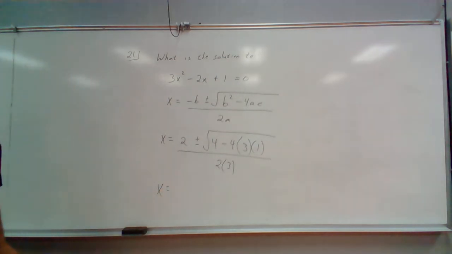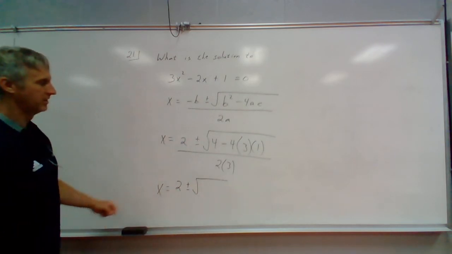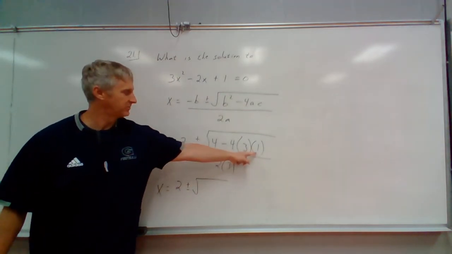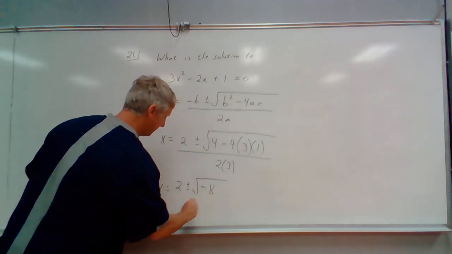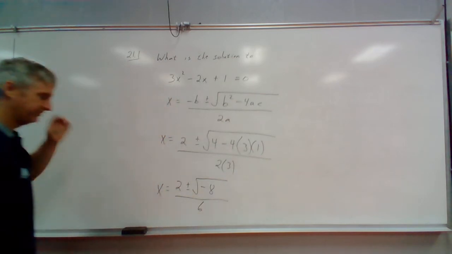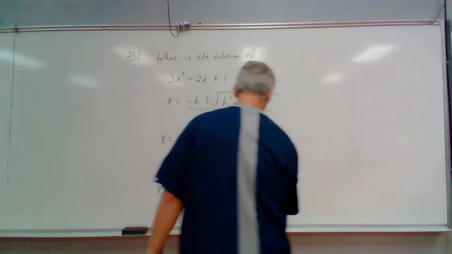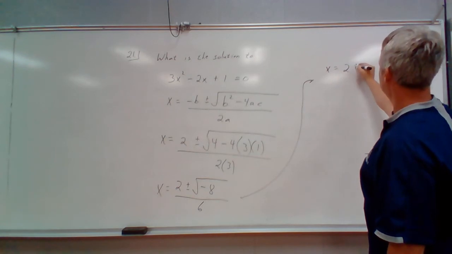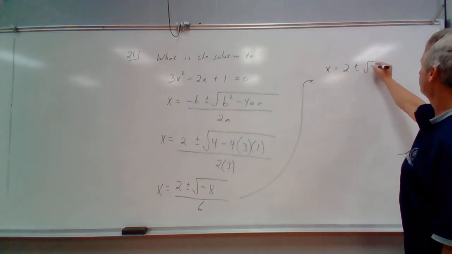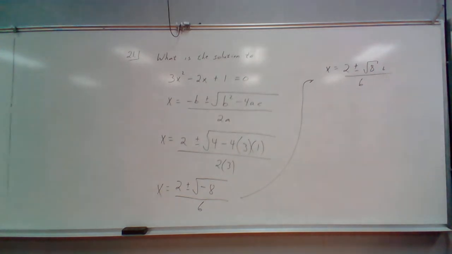Let's simplify that. So x equals 2 plus or minus the square root. All right, 4 times 3 is 12. 12 times 1 is 12. So I have 4 minus 12, which will get me negative 8, all over 6. All right, so I notice I have a negative number underneath the square root, so this is going to be imaginary. So I have x equals 2 plus or minus the square root of 8i all over 6. So the square root of negative 8 is the square root of 8 times i.